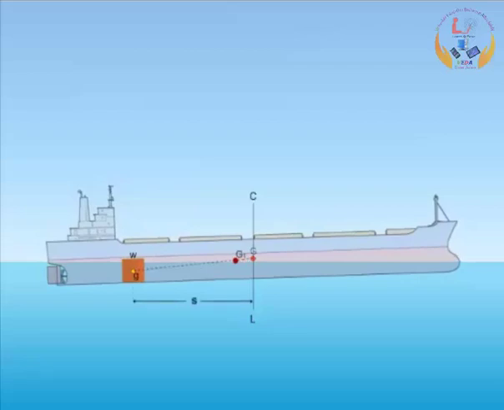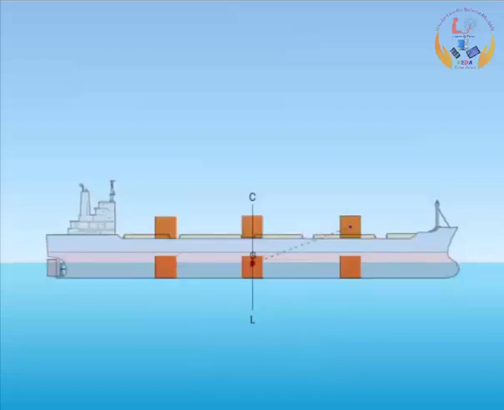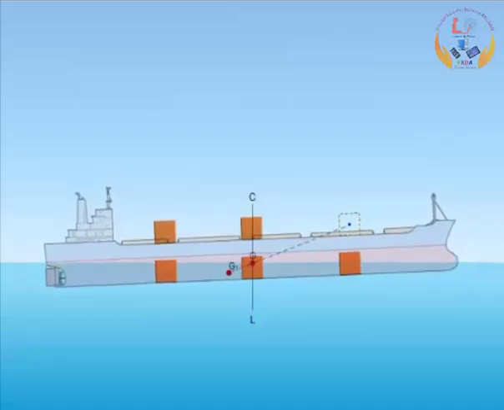The distance through which the COG moves is given by the formula GG1 equal to W multiplied by S divided by delta, where GG1 is the shift of G in meters, W is the weight shifted, loaded, or discharged in tons, delta is the ship's final displacement in tons, and S is the distance between the initial and final position of the weight when shifted, or the distance in meters between the COG of the ship and the weight that is being loaded or discharged.